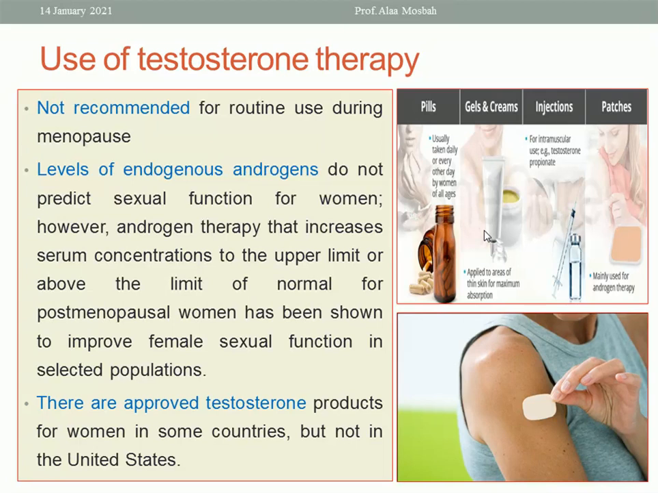But what may surprise you is that in some studies they found that when serum androgen increased to the upper limit or above it in a postmenopausal woman, there was improvement in female sexual function in selected populations. So, what about the approval of testosterone use in different countries? Some European countries approved its use, however, in the United States, it is not approved for use.